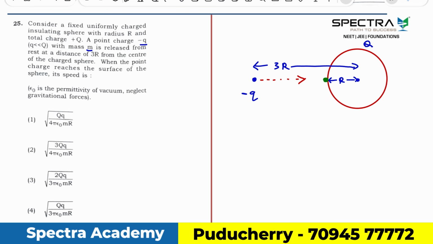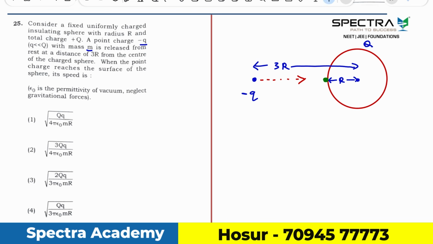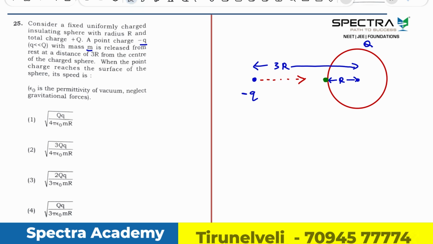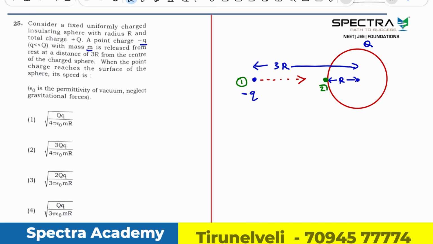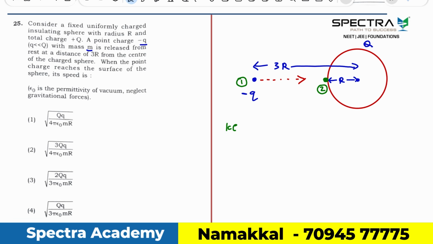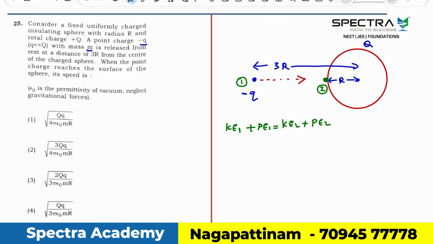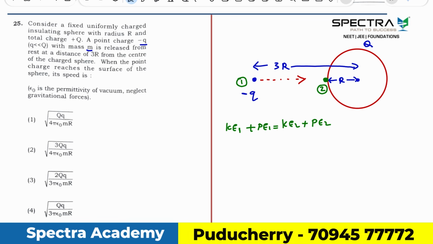So one is positive charge and the other is negative charge. So when you release, due to the Coulombic attraction, it will move towards the sphere. At the surface you are asked to find the speed. If I consider this as position 1 and this as position 2, then kinetic energy at 1 plus potential energy at 1 should be equal to kinetic energy at 2 plus potential energy at 2, according to conservation of energy. What about kinetic energy at 1? 0. What is the potential energy at 1?